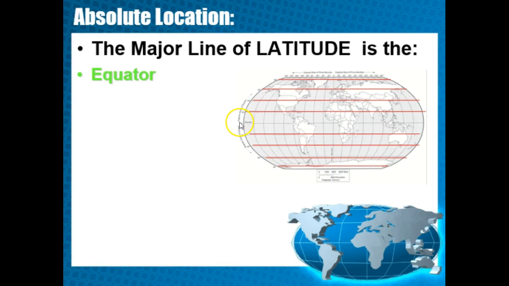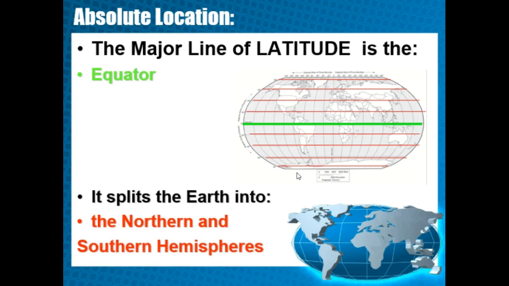So here's the 0 degree mark. As you move up, the degrees will indicate north because we're moving north. So here would be 20 degrees north, 40 degrees north, 60 degrees north, 80 degrees north, and at the very top you have 90 degrees north. As you move down again, 20 degrees south, 40 degrees south, 60 degrees south, 80 degrees south, and then 90 degrees south. Okay? So the major line of latitude is the equator, and what the equator does at 0 degrees is that it splits the Earth into the northern and southern hemispheres, okay? And we're going to look in the next slide as to what are hemispheres.